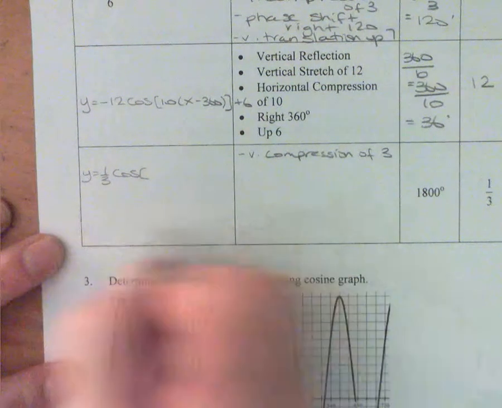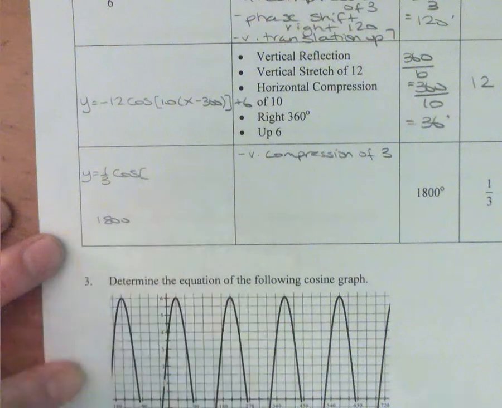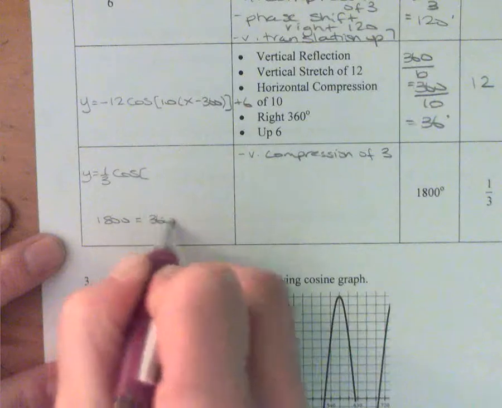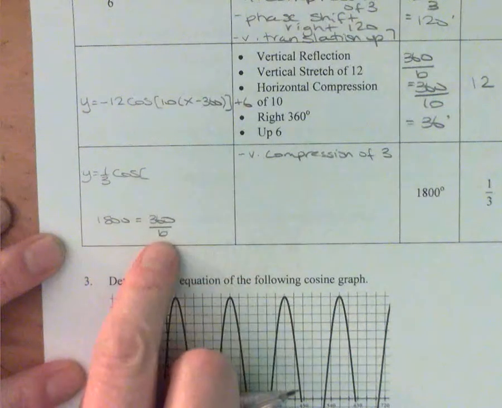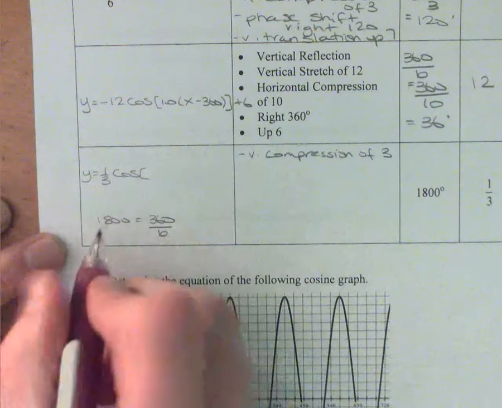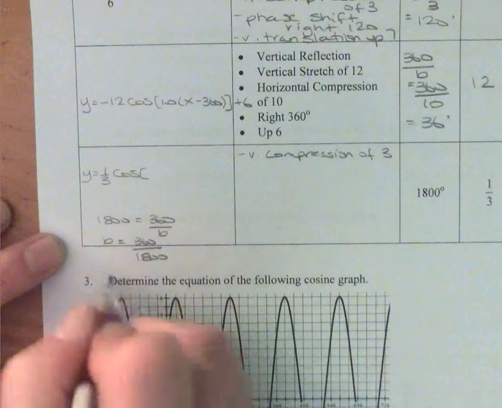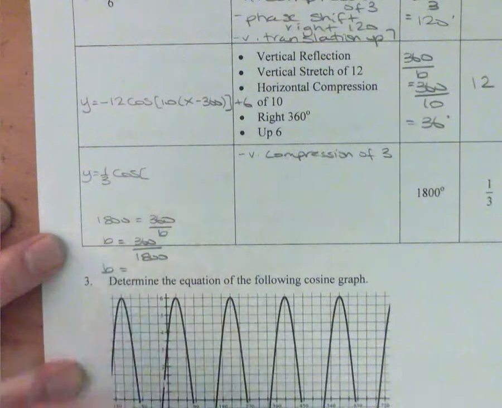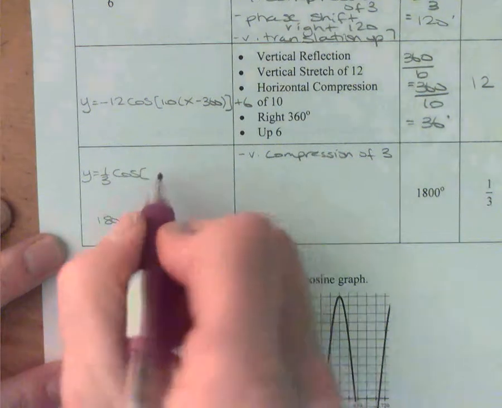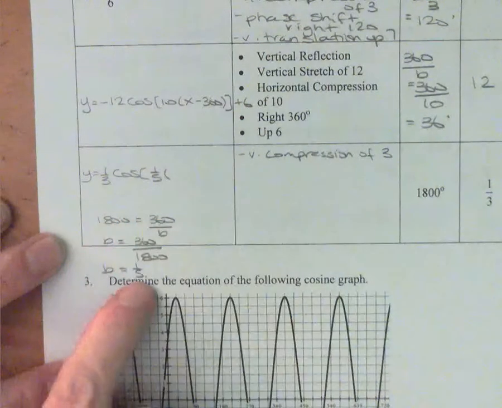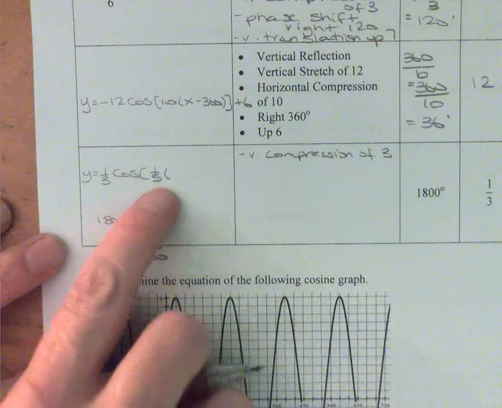So I know that the period is 1,800, and it needs to equal 360 over b. And normally we have b, but in this case we don't. So I'm going to isolate for b. So I'm going to have 360 divided by 1,800. So b in this case will be 1/5. So I'm going to put 1/5 here. It doesn't change. Whatever I find for b is what I put in.